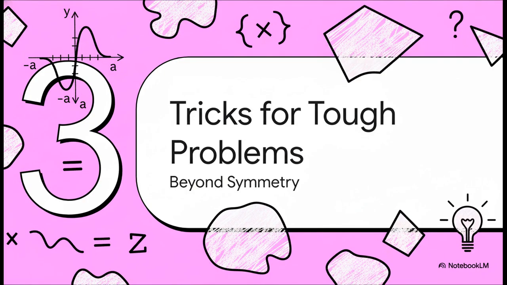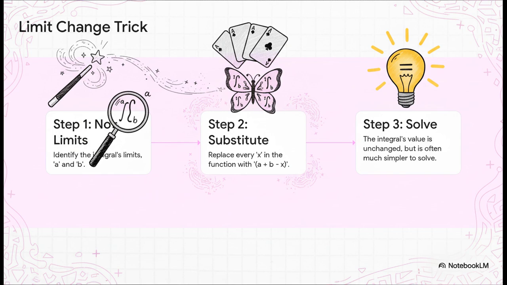Okay, so symmetry is a huge one. But what about problems that don't have those nice, pretty symmetric limits from negative a to a? Don't worry, we've got some tricks for those too. Next up is what I call the limit change trick. This one feels a little bit like mathematical black magic. For any integral from a to b, you can literally replace every x inside your function with a plus b minus x, and the value of the integral stays exactly the same.